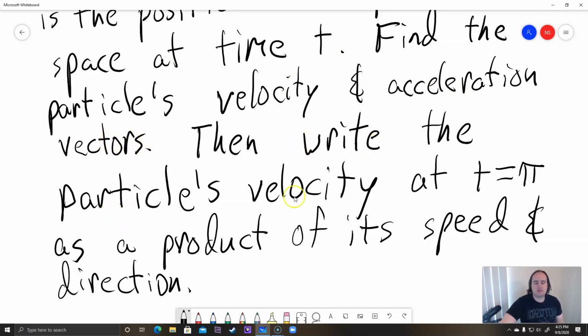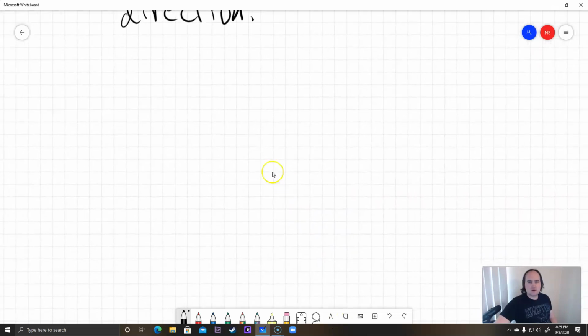Then they want us to write the particle's velocity at time t equals pi as a product of its speed, which is going to be the same as the length of the velocity, and its direction, which is going to be the velocity divided by its length. Okay, but we'll focus on that later. Let's go ahead and find the derivatives. So let's find the velocity and acceleration vectors. So we'll start with those.